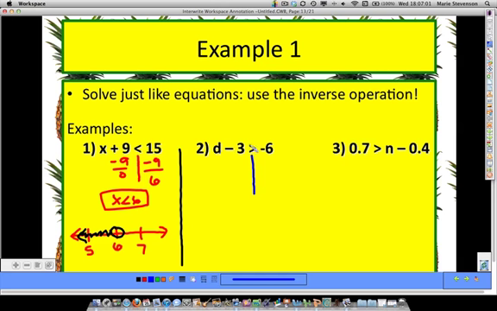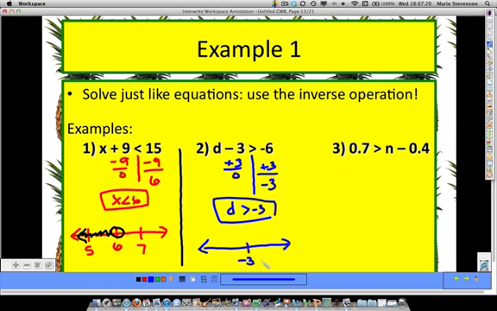Okay. d minus 3 is greater than negative 6. So we're going to plus 3. Remember, we're isolating our variable. Negative 6 plus 3 is negative 3. So we get d greater than negative 3. So we're going to do our graph. Again, put your endpoint in the middle.